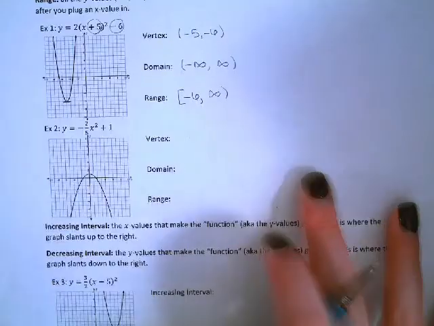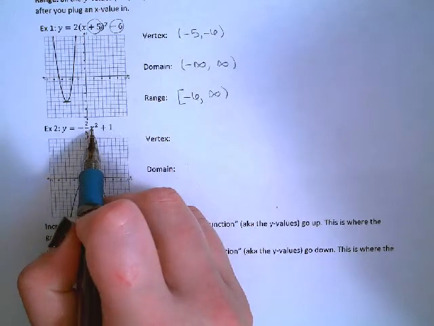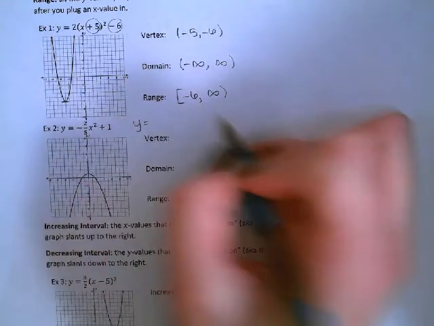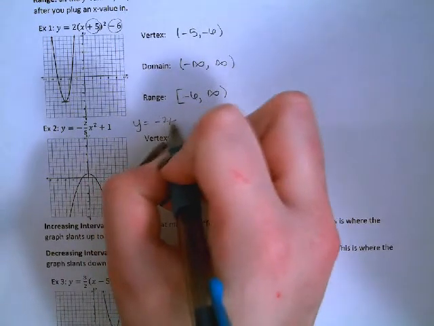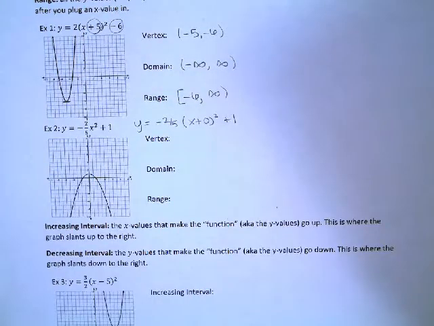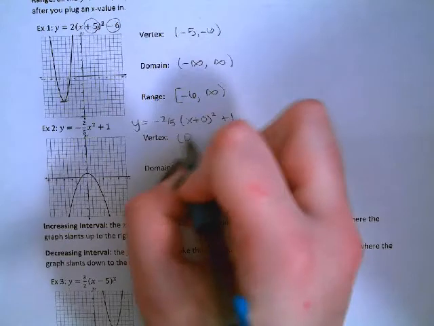For example 2, the vertex, there's nothing written in the parentheses. In fact, if I wanted to rewrite this equation, I could say -2/5, and then I could write (x + 0)² + 1. I could rewrite it like that. And so the vertex here is (0, 1).